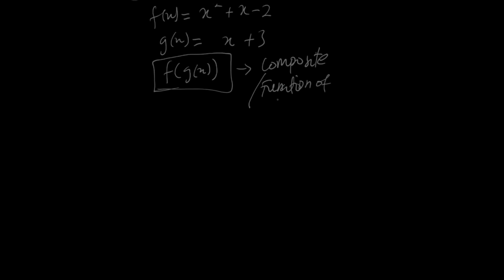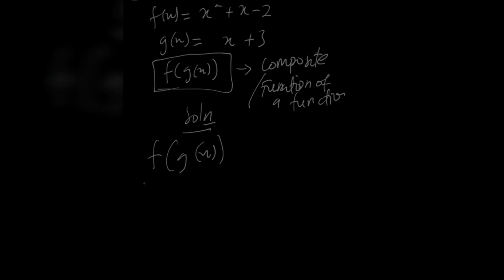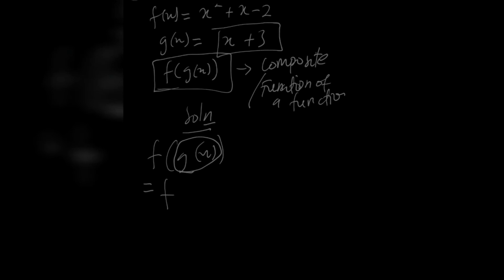So as you can see, we are finding a function of another function, which is g of x. This is how you go about questions of this nature. You have f of x equals x squared plus x minus 2, and g of x equals x plus 3. If you are to find f of g of x, what you have to do is replace g of x with its function, which is x plus 3. So we're just replacing it with its function.